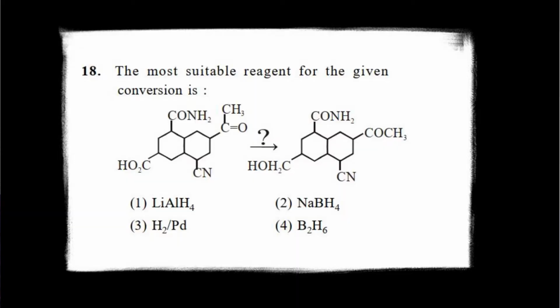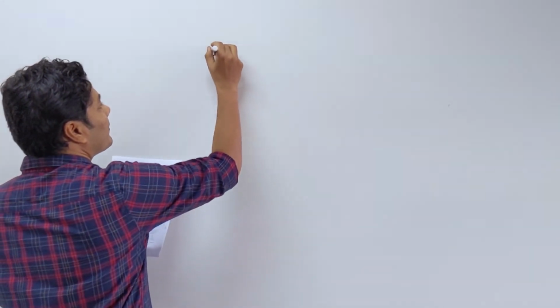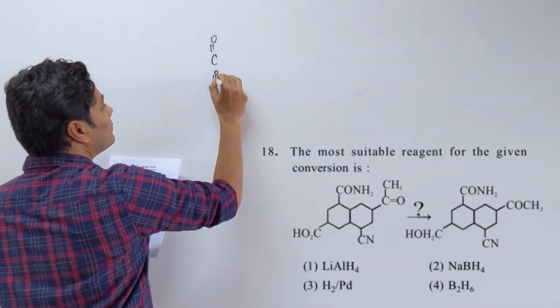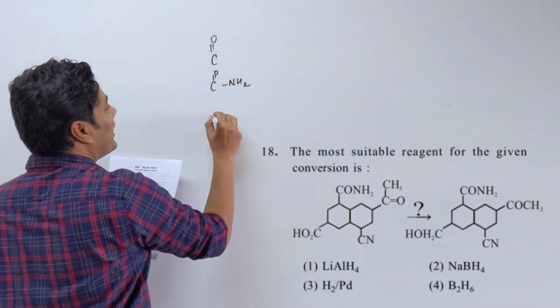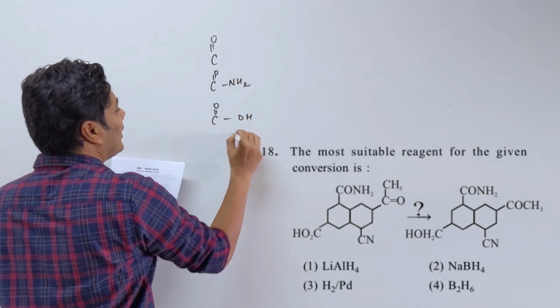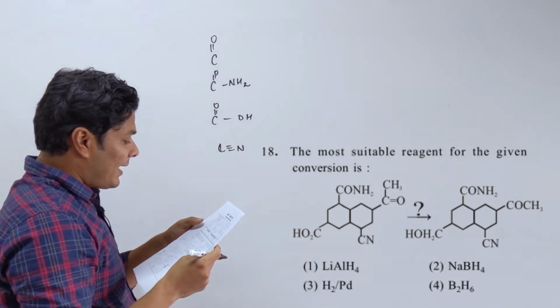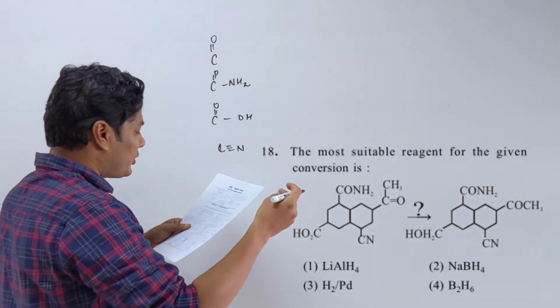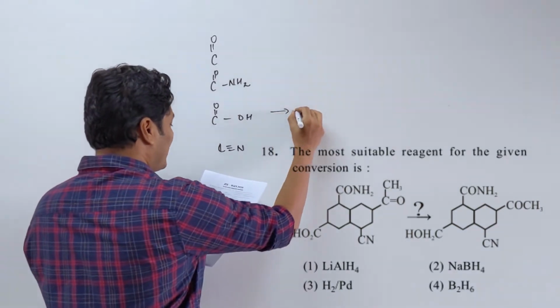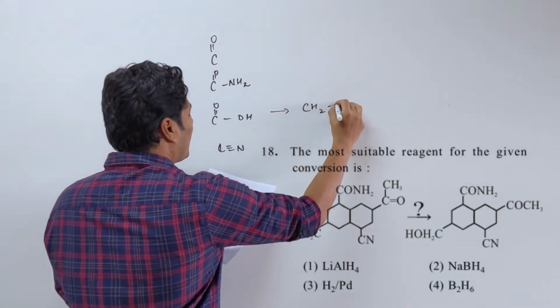Question number 18. They asked you the most suitable reagent for the given conversion. So if you look at the functional groups, you have ketone, amide, acid and CN. And they have not changed any of the other functional groups. Only the acid is being converted to alcohol.